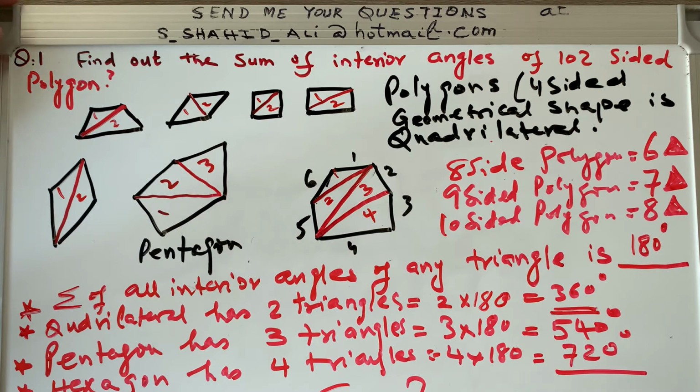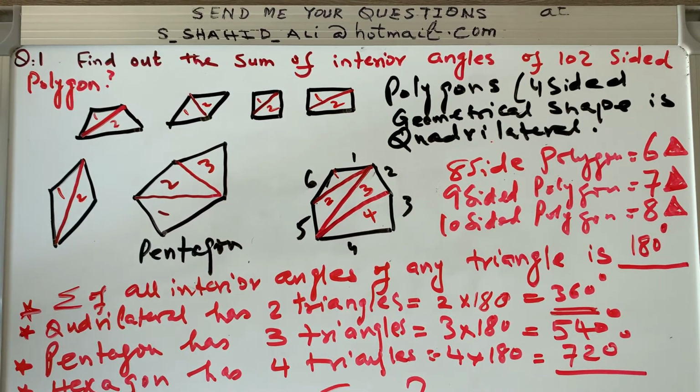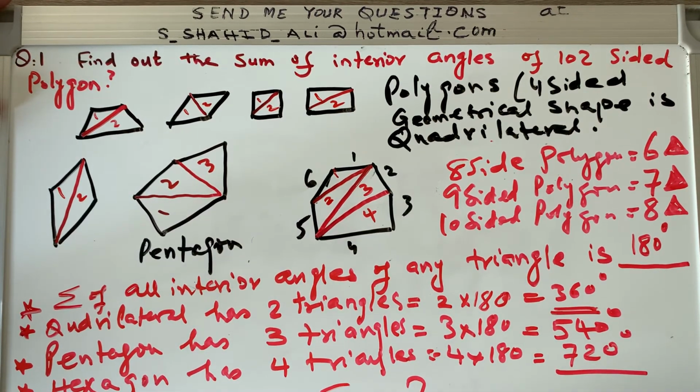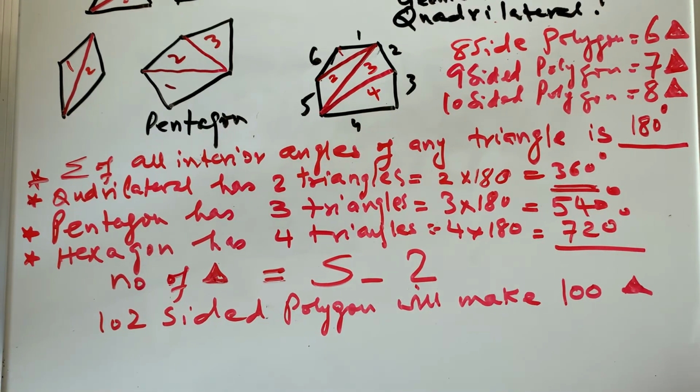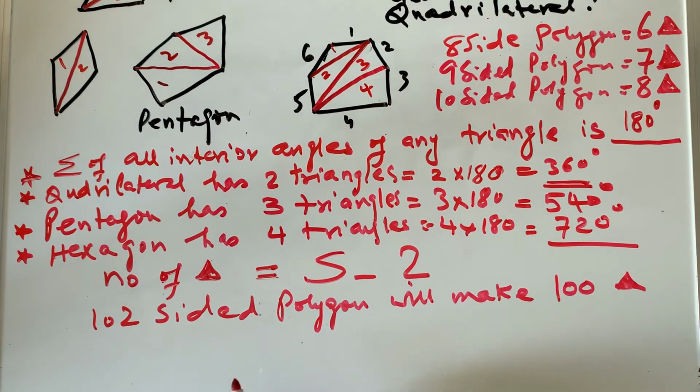12 minus 2. So in my case it is a 102-sided polygon. So how many triangles can it make? 102 minus 2. So that will make 100 triangles, right? A 102-sided polygon will make 100 triangles, right?